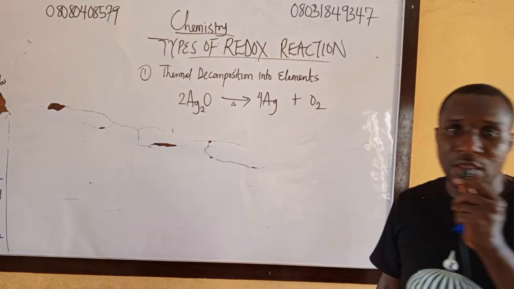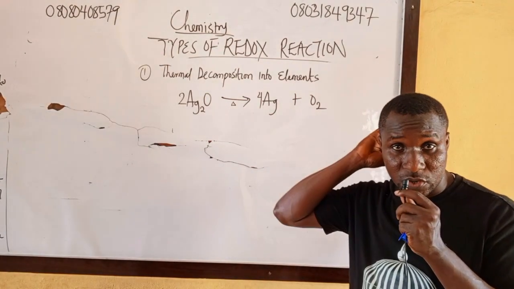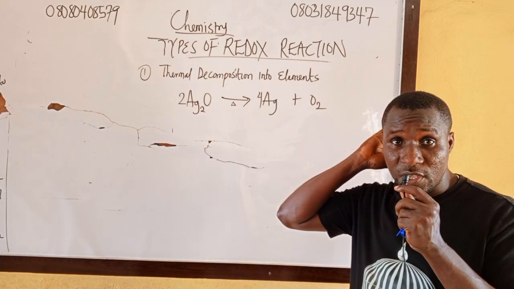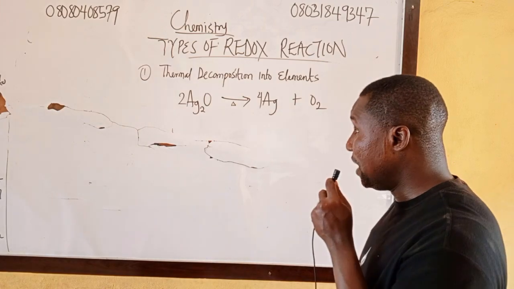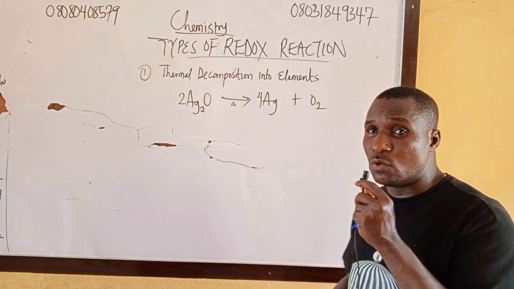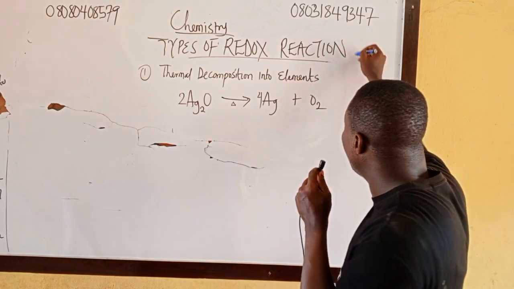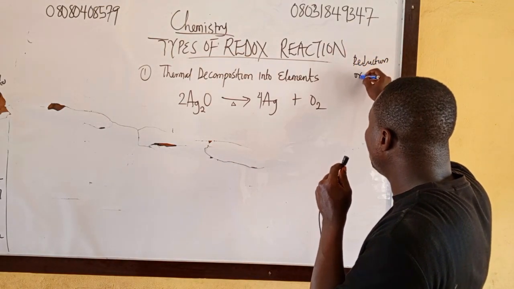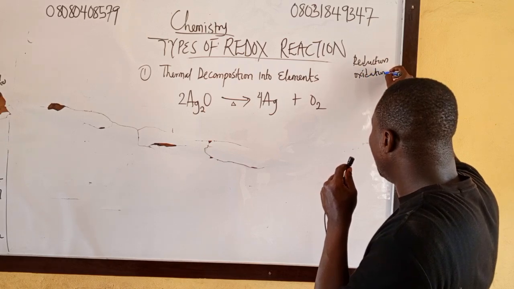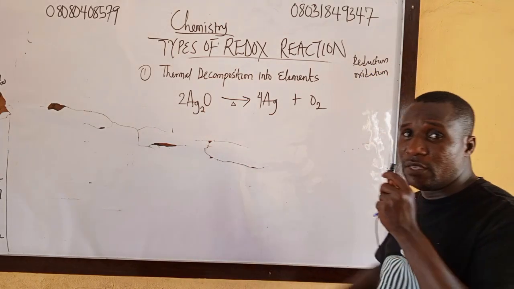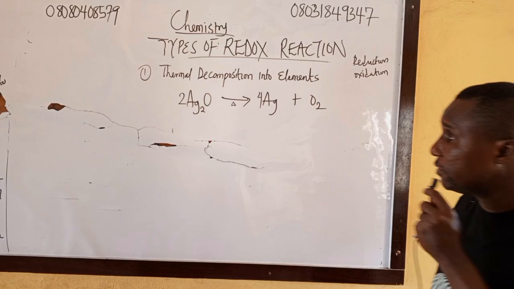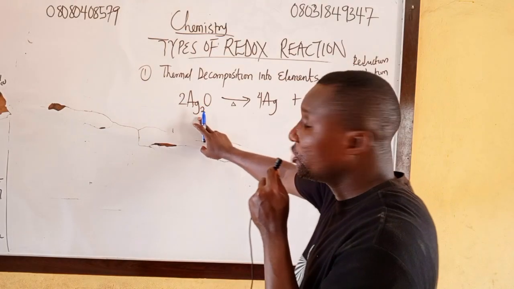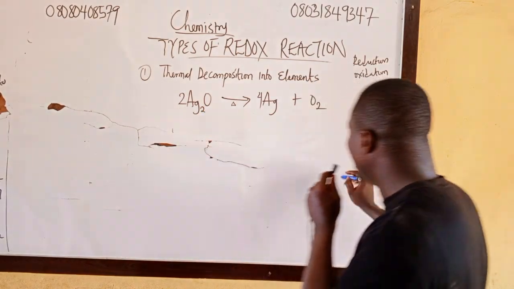Let us see if it is truly an example of redox reaction. I told you a redox reaction is a reaction where you have both reduction and oxidation reaction occurring at the same time. Let us see if that is the case in this. Look at this. What is the oxidation number of silver in silver oxide?